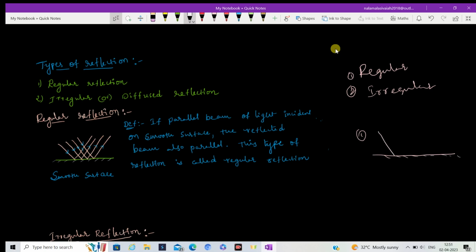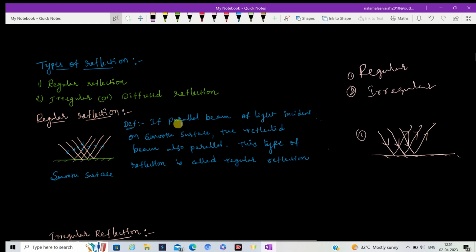So the parallel beam of light is incident on the surface, then the reflected beams must be parallel to each other. If the parallel beam of light is incident on the surface, then the reflected beam is also parallel. Then this type of reflection is called regular reflection.